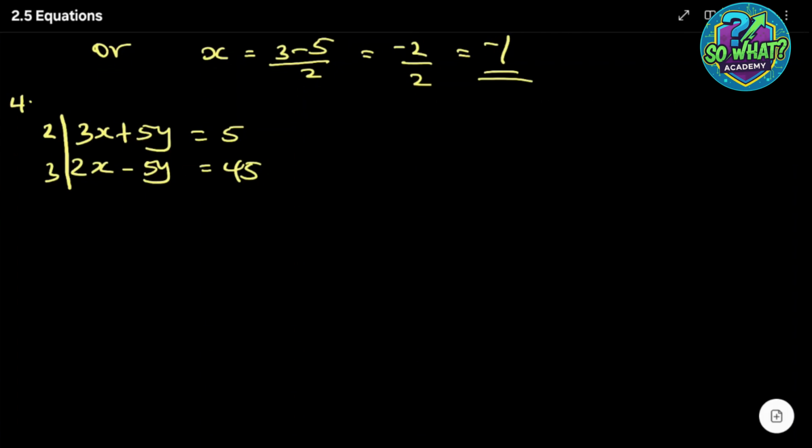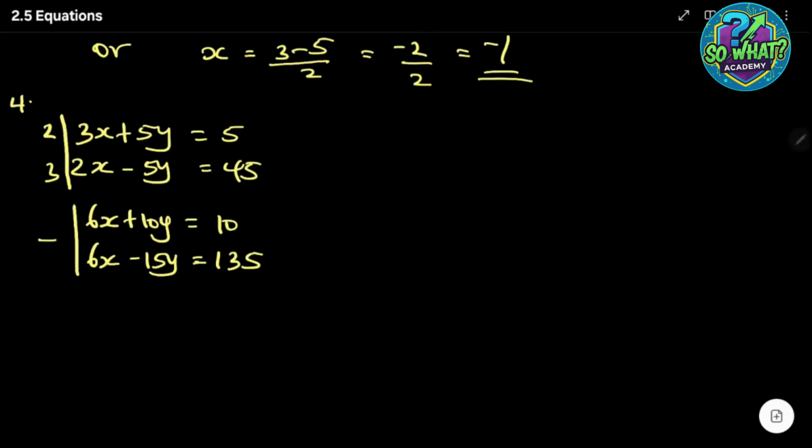I'm removing x completely. So here it will become multiplying 2 throughout, 6x plus 10y is equal to 10, 6x minus 15y, that's 3 times 5, is equal to 45 times 3, 135. Okay, so 2 throughout, 3 throughout, and then there we can subtract. Now I'm eliminating the x, so it will be, start with the upper equation, which is 6x, subtract the lower, 6x.